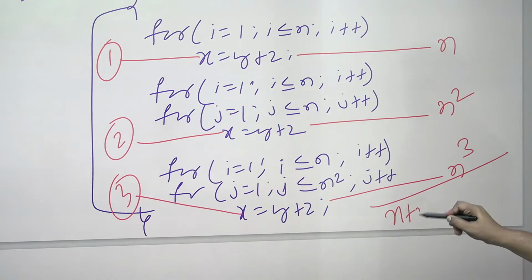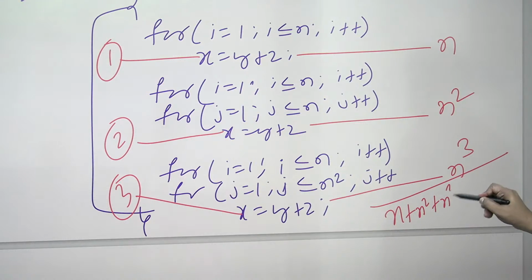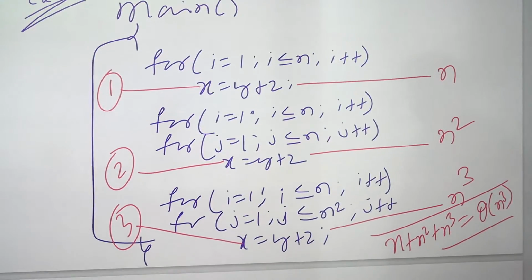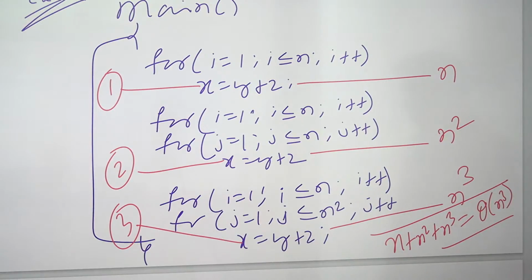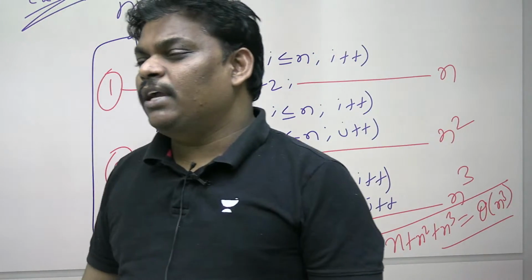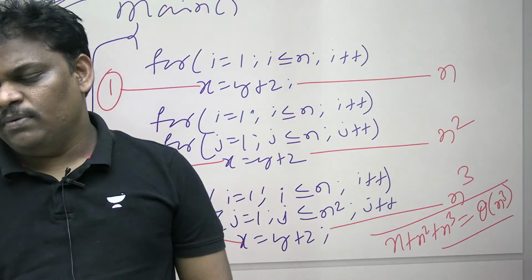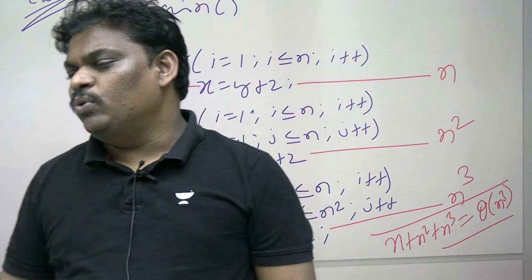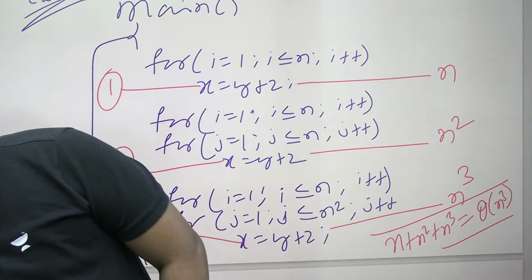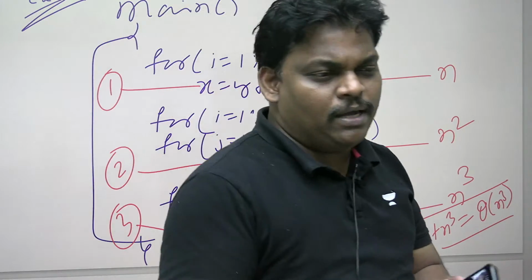N plus n square plus n cube. Which is the bigger one? N cube. So theta of n cube. Whichever is bigger, that will be the answer. Just identify how many statements, then how many times every statement is executing. After counting, do the total sum. Whichever is the bigger one, theta of the bigger one.